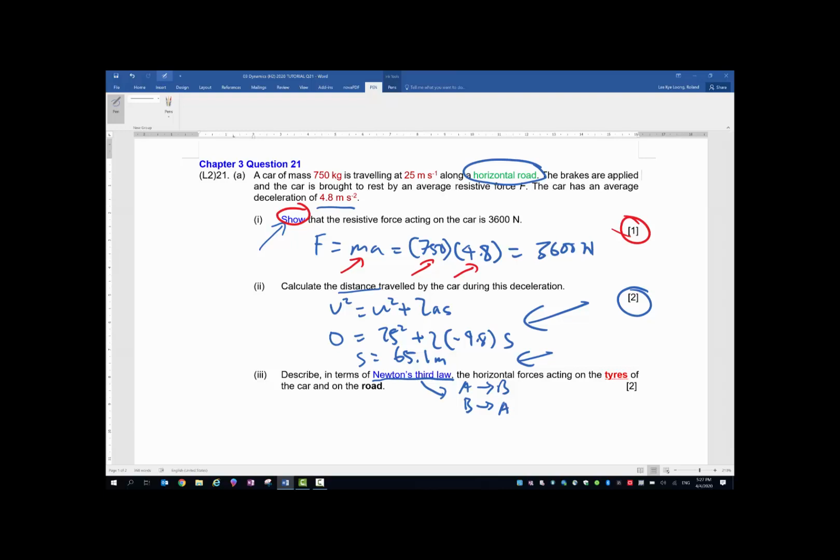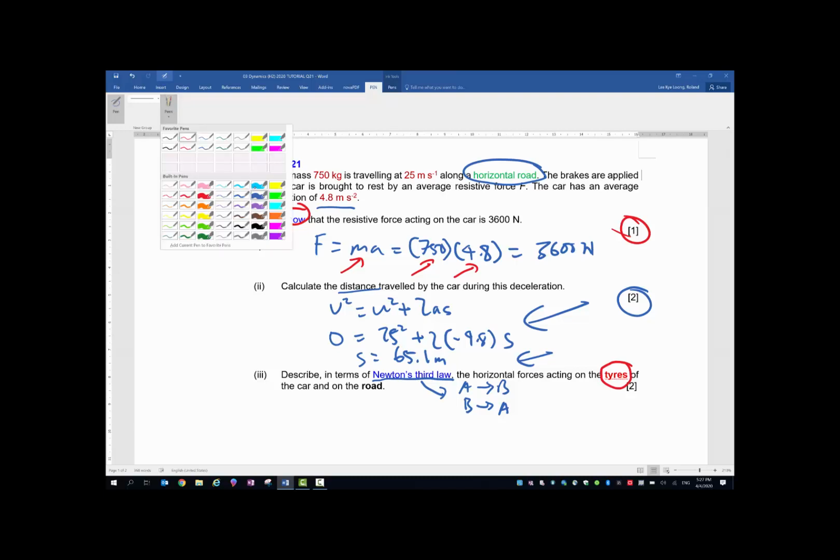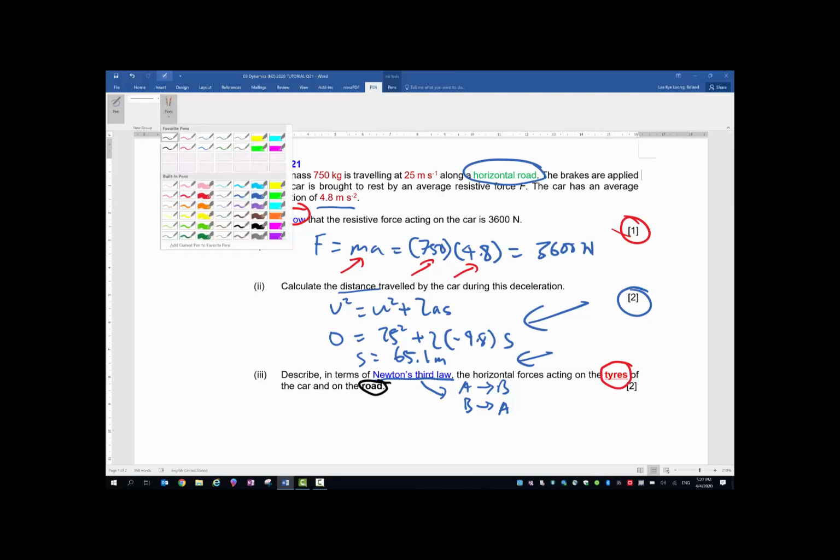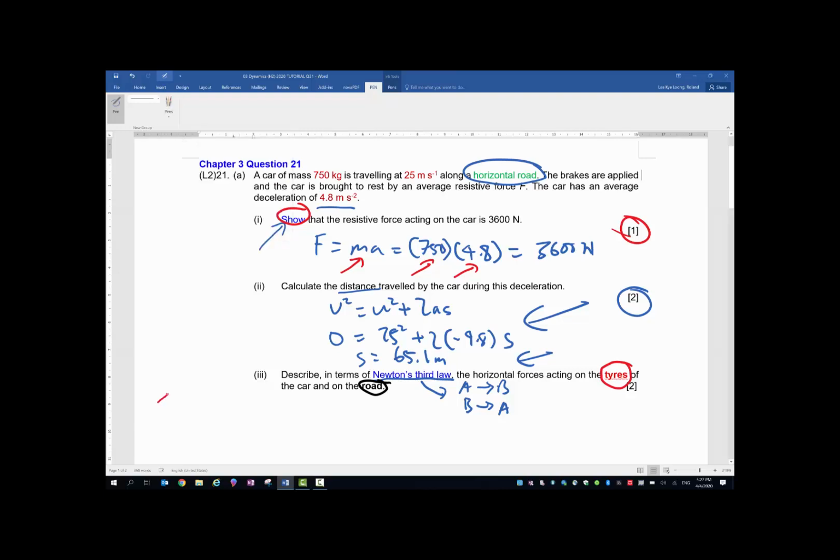and opposite in direction. So when you use Newton's third law to write down an answer, identify the two objects first. So in this case, the question has told you what the objects are. It is the tire and it is the road. Okay, so it will be easier this way if you write it like that. Okay, tire and tire, road and road.